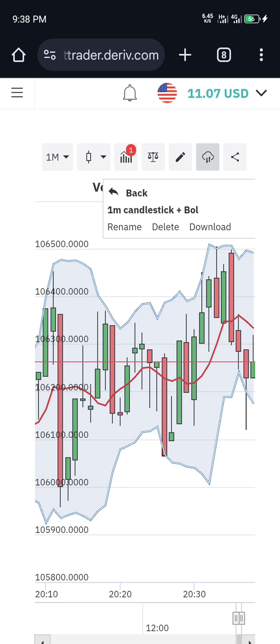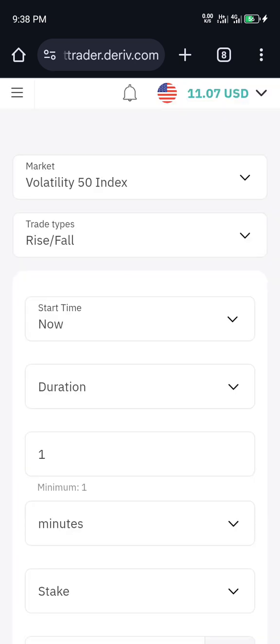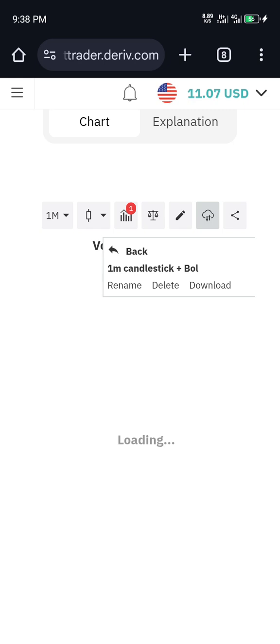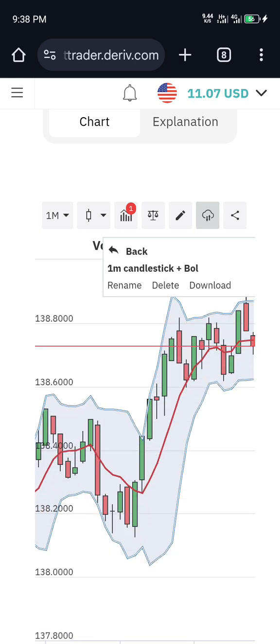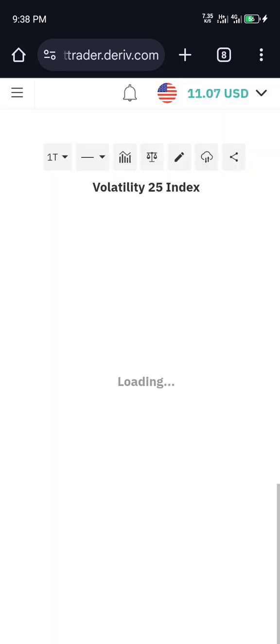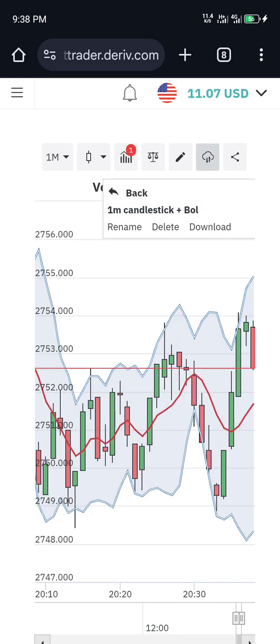Okay, we need a recovery. We have a retracement here, but we need a confirmation.